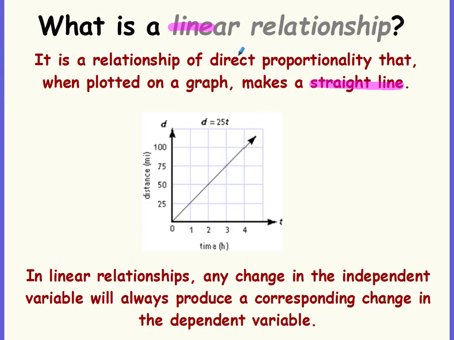is linear. In linear relationships, any change in the independent variable will always produce a corresponding change in the dependent variable. And you've already talked about this in science. You've talked about independent and dependent variables, how the independent variable will determine what the dependent variable is. And we're going to talk about that relationship more in the next video.